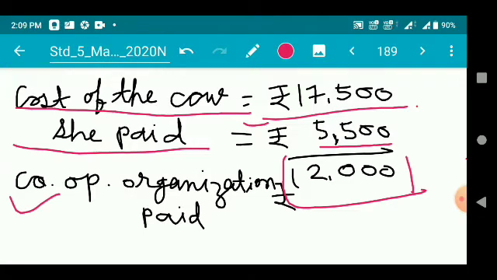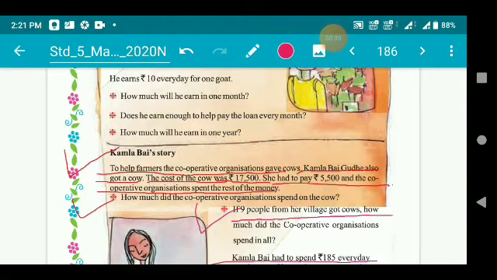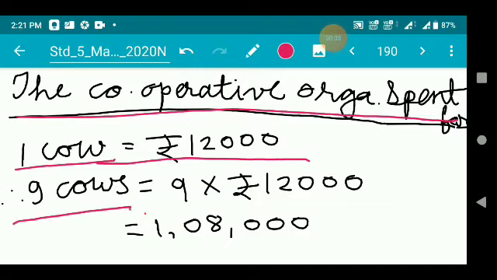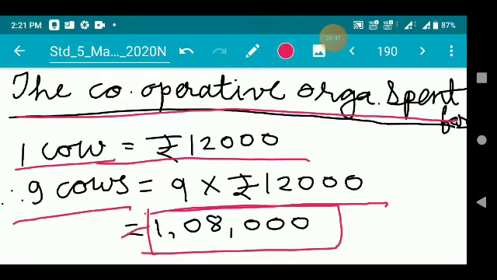Now let us move on to the next question. If 9 people from her village got cows, how much did the cooperative organization spend in all? So let us find out. The cooperative organization spent for one cow is equal to rupees 12,000. So the cooperative organization spent for 9 cows is equal to 9 multiply with rupees 12,000. So 12 nines are 108 and 3 0s. So 1 lakh 8,000 rupees. So the cooperative organization spent for 9 cows is equal to rupees 1 lakh 8,000.